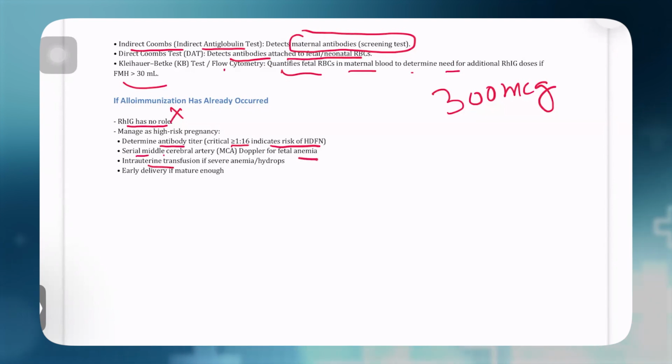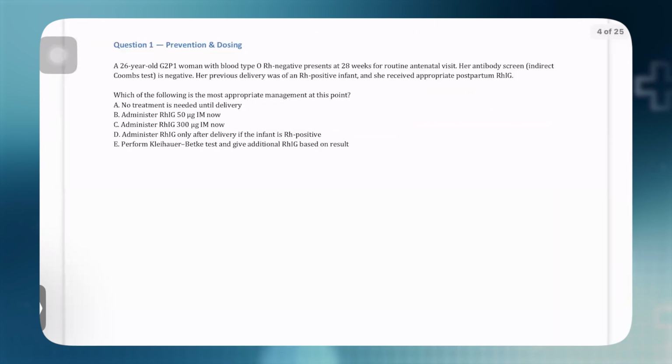Intrauterine transfusion can be done if severe anemia is there. These are things which are possible these days. Or if the fetus is mature enough, then you can attempt early delivery.